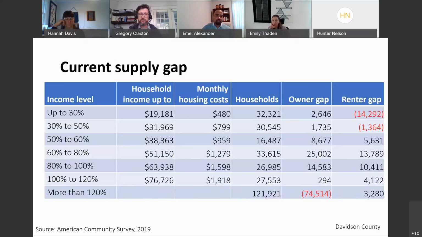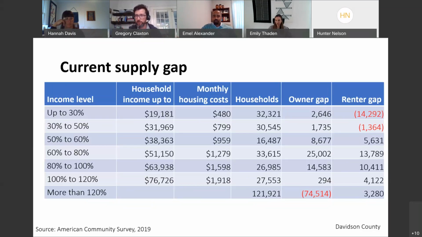So first, here is the updated current data, census data from 2019, a snapshot of the current supply gap. This is looking at how many households earn what level of income, by whether they currently own or rent, and then what the supply of homes or rental units is based on the monthly housing costs that you can sustain at each income level. The trend here is consistent with earlier versions, with a very large deficit among rental households up to 30 and then 30 to 50.